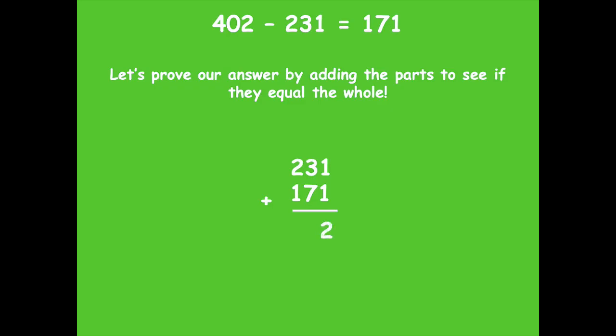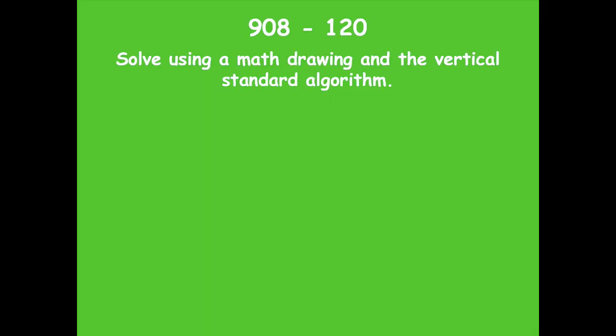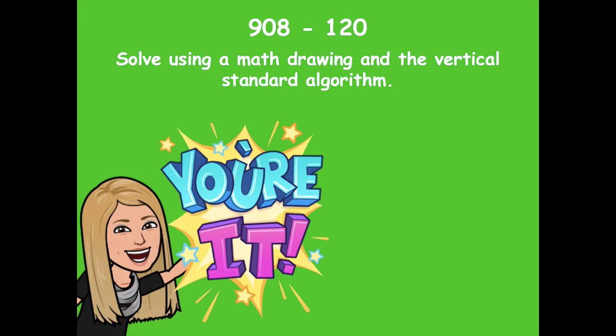We go to the tens place. 7 plus 3 tens is 10 tens, which we know is 100. And then add our hundreds place, which is 4. So 402 does match 402, so we got the correct answer. Well done. All right, now you guys are actually going to get to practice this one. You're going to solve using a math drawing in the vertical standard algorithm. So pause the video, solve this problem, and then click play when you're ready to go over it together.